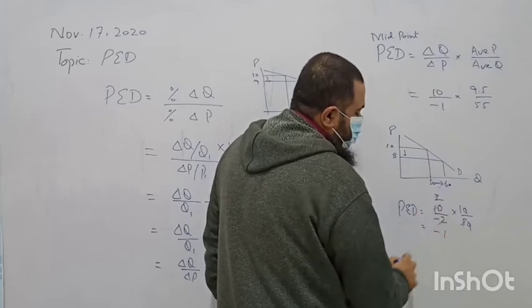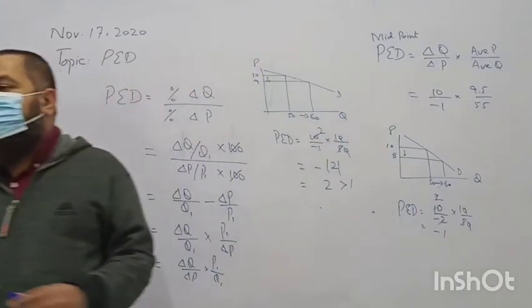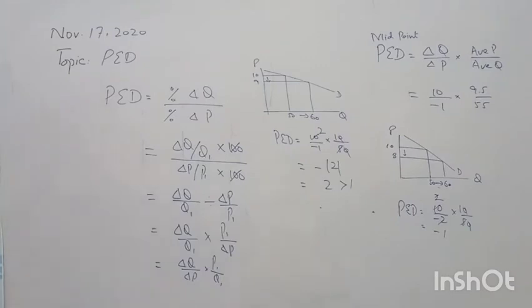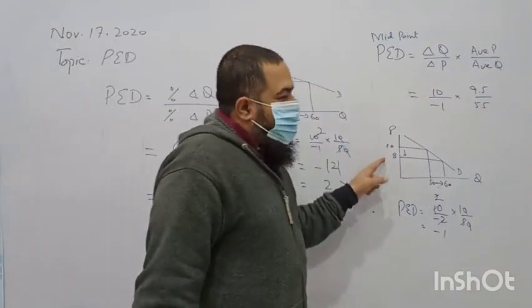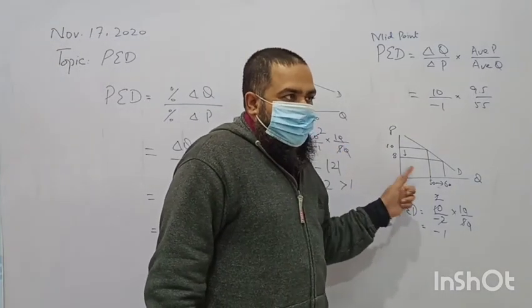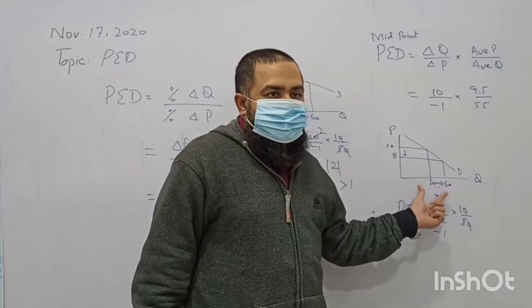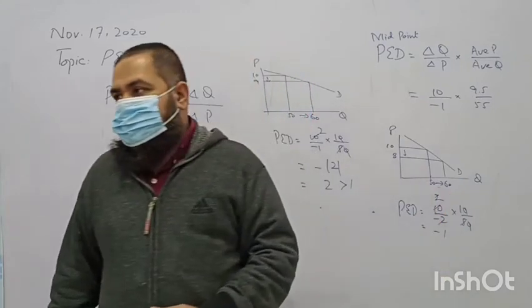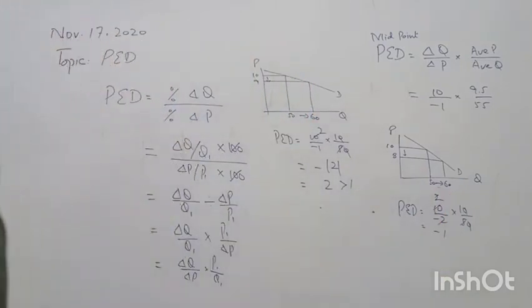What is the answer? Minus 1. It is unitary elastic. What is it? It is unitary elastic. That means a 20% decrease in price leads to a 20% increase in quantity demanded. The proportionate change in demand is equal to the proportionate change in the price of the product. That's why we say it is unitary elastic demand.